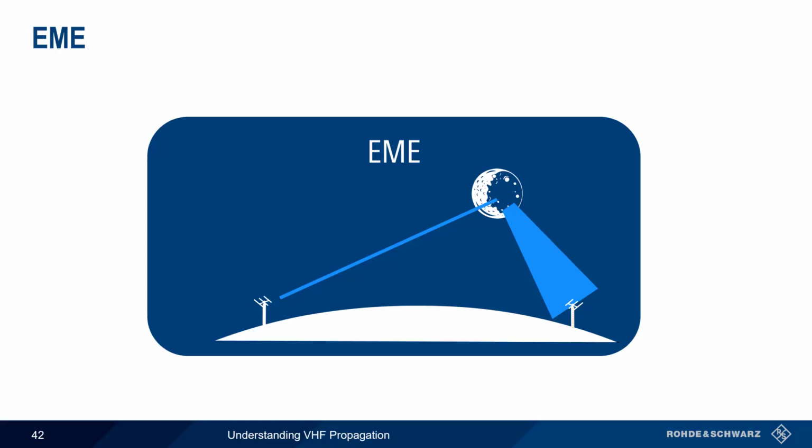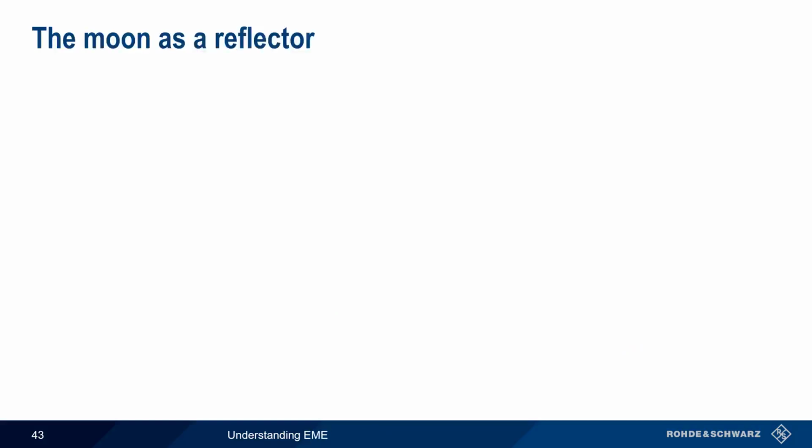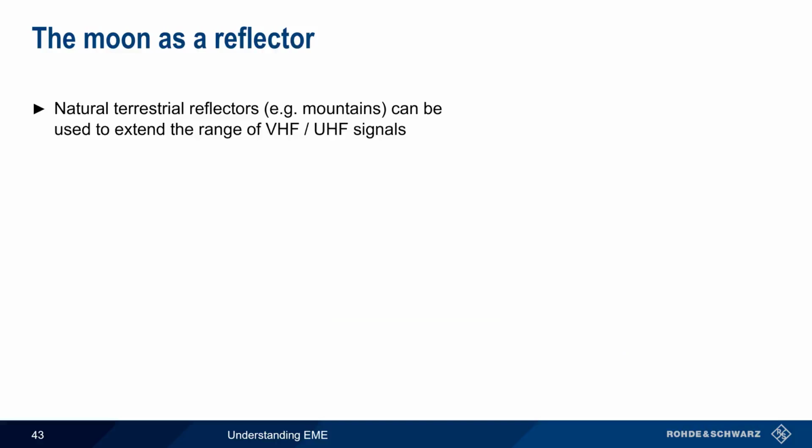The last uncommon VHF propagation mode we'll cover is something called EME, which stands for Earth-Moon-Earth propagation. Under normal propagation conditions, natural terrestrial reflectors, such as mountains, can be used to extend the range of signals at VHF and higher frequencies. This same principle can be applied to the Earth's moon, which can, under certain conditions, be used to reflect radio signals and thereby increase maximum communication range.